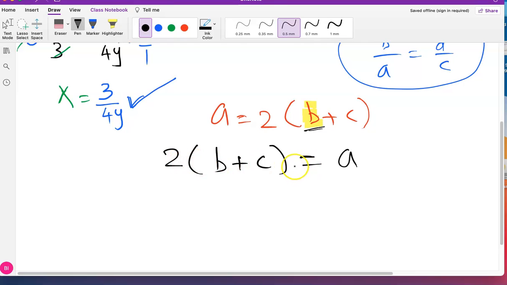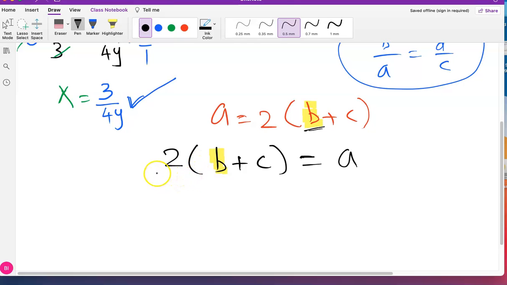Left and right are switched. So now, as I said, this is the one I am looking for. B, I want to isolate. So let us remove one thing at a time.